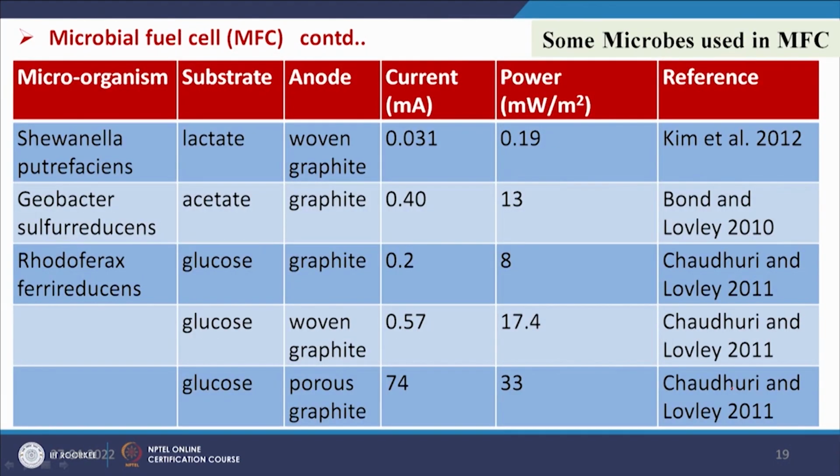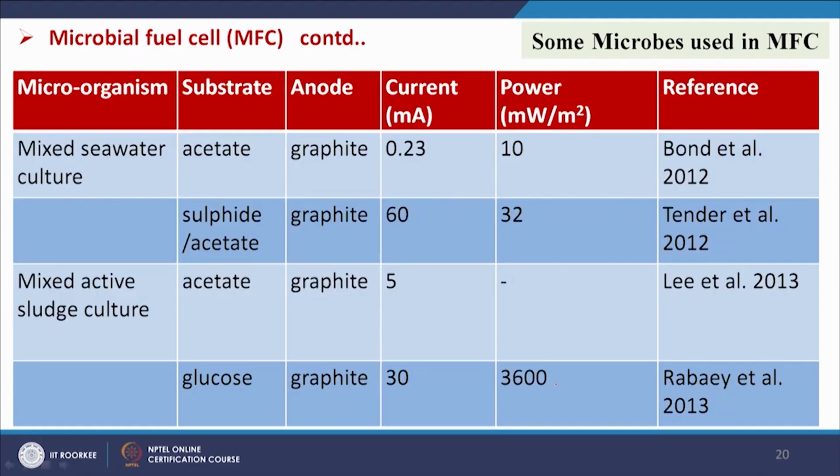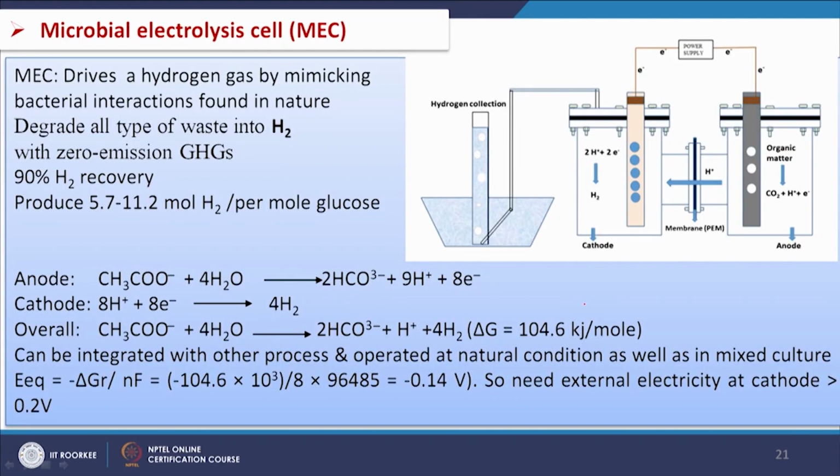And these are some examples of the use of microbes in MFC and electricity generation. Here we see different types of pure compounds have been used and their current and power generation have been determined. Mixed wastewater has also been used and its power generation has also been determined. Now, we will see the MEC, microbial electrolysis cell.